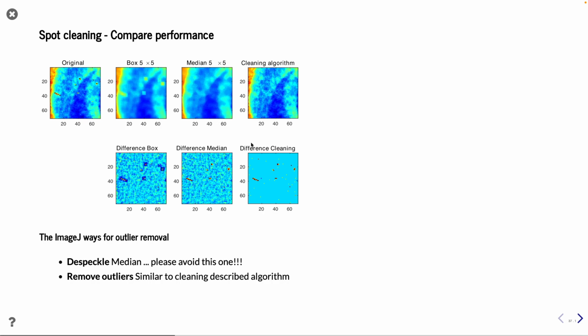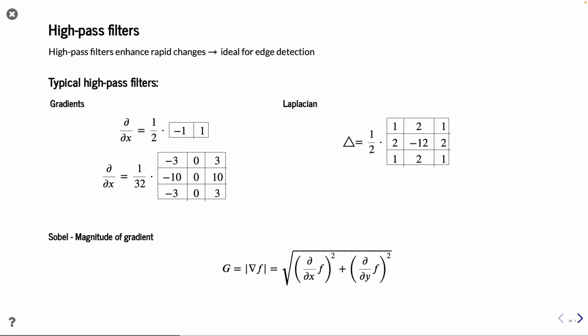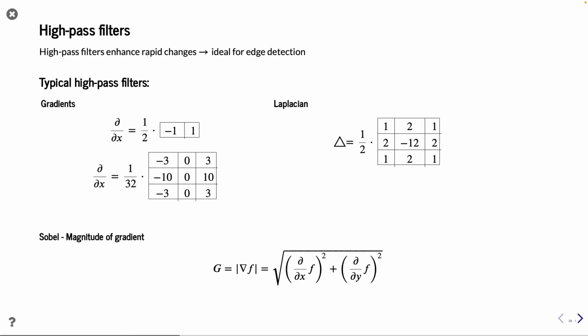And then with this cleaning algorithm, you can see that in principle, it's the same image, but there are no spots. And if we look at the difference, you can see that the box filter does pretty ugly stuff. The median filter takes the outliers, but also cancels some noise. And finally, the cleaning has, in principle, no changes except where there are spots.